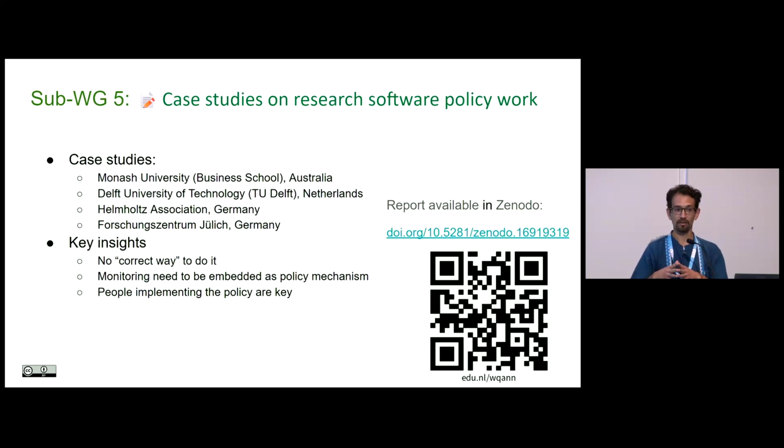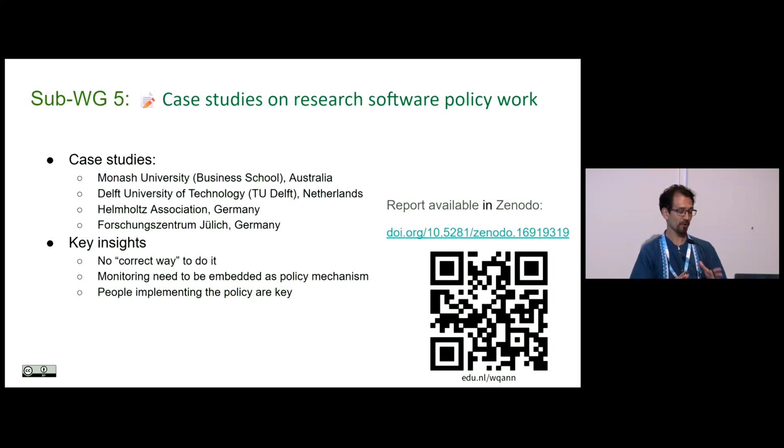So the universities that we interviewed were Monash University, Delft University of Technology, Helmholtz Association, and Jülich, which is a Helmholtz Center, but it's not. It's part of the Helmholtz Association, but it's one of the centers, and they have different policies. So that was also interesting to see how the association had different policies than the centers.